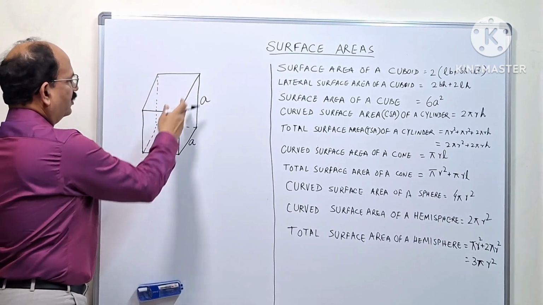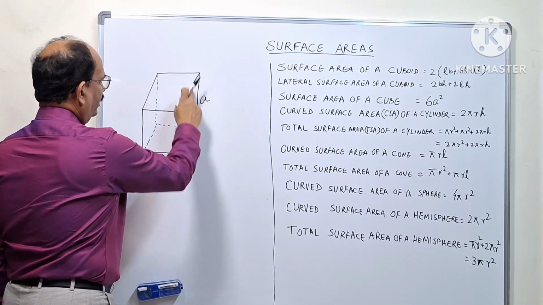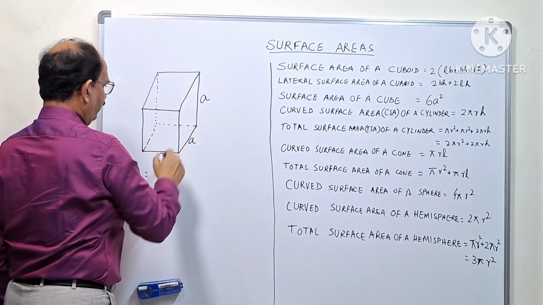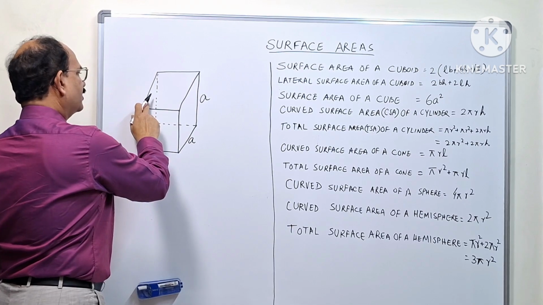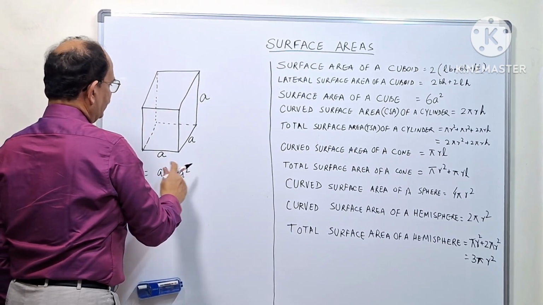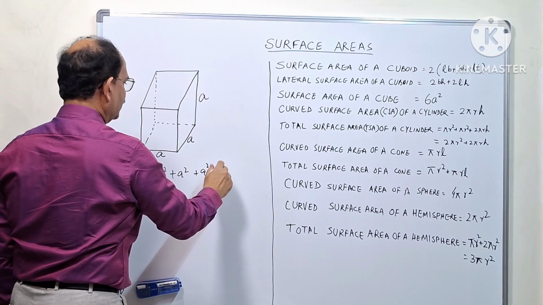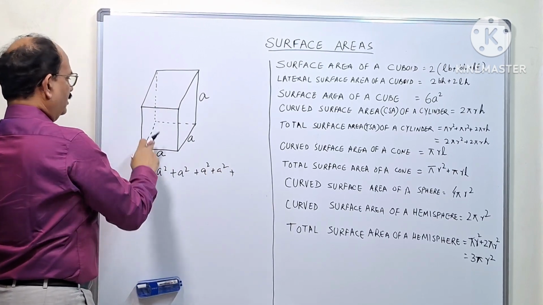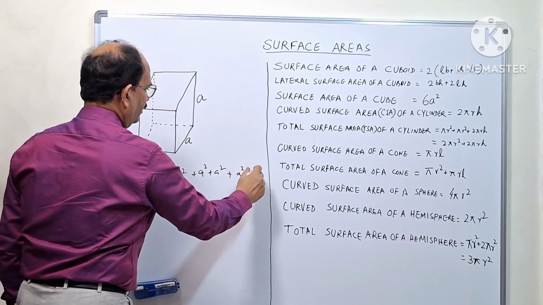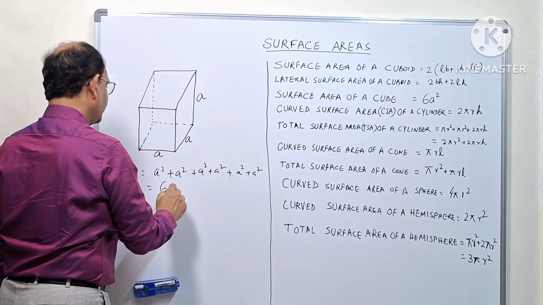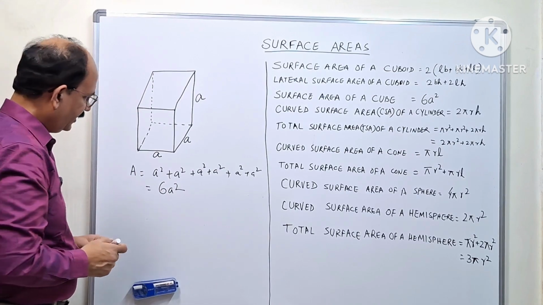Now, as you understand, for one face the surface area will be A into A. If we take just this one face, this will be A square. Likewise, opposite to this, there will be another face. Similarly, the front face and the back face, so again A square plus A square, and one face at the bottom and one face at the top, so again A square plus A square. That is how you get 6A square as the surface area of the cube.